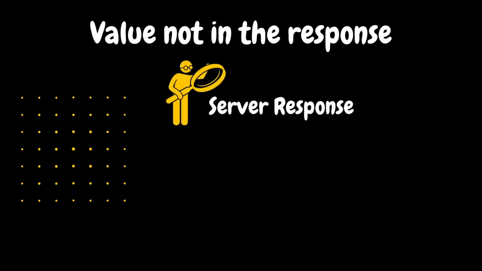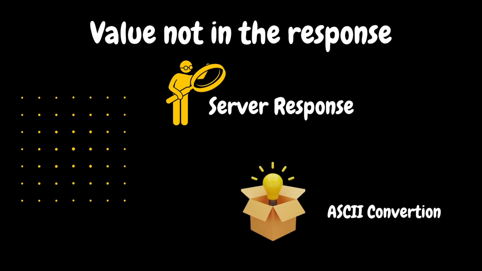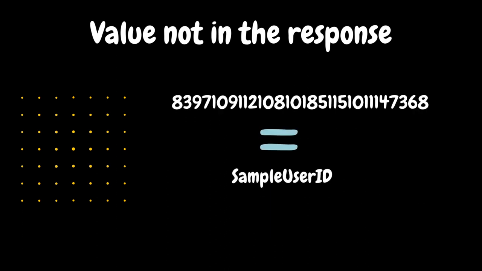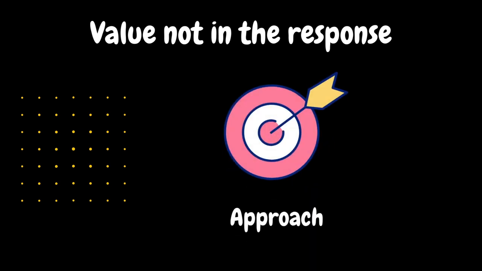So we again closely reviewed the server response and noticed that the developer was converting the user ID to ASCII format using a function and passing that value in the request. That means this value is a converted ASCII text. Here ASCII stands for American Standard Code for Information Interchange. It is a character encoding standard that assigns numeric values to represent characters in the English alphabet, digits, and other symbols commonly used.